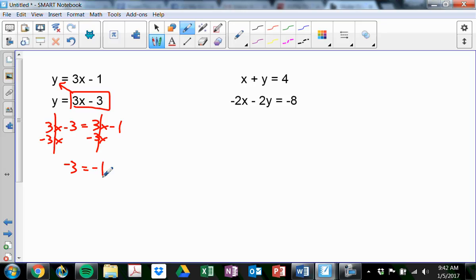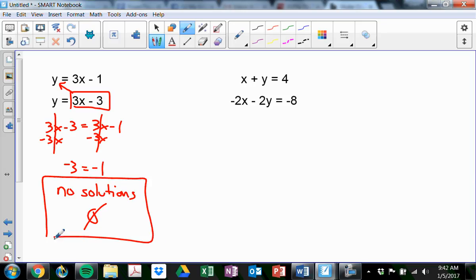This is not a true statement. Negative 3 does not equal negative 1. Whenever you have a non-true statement with no variables, when the variables have been eliminated, this is called no solutions. You can also just write it this way. This cannot be solved, because if you think about these two lines, they are parallel. They have the same slope, but a different y-intercept. They're never going to cross. They're parallel lines, so they have no solution. If you ever get something like 3 equals 2, or 1 equals 6, or 0 equals 1, these are all no solutions because they're not true statements without a variable.